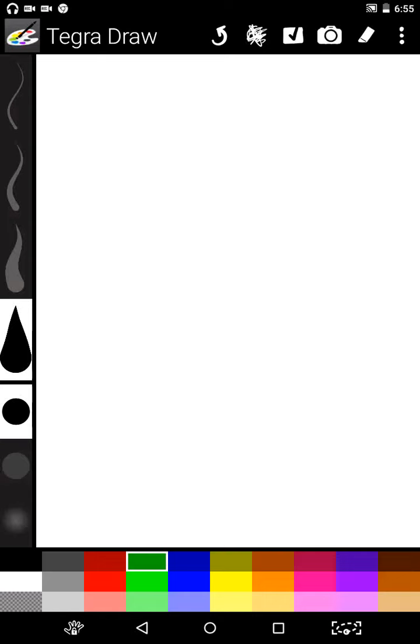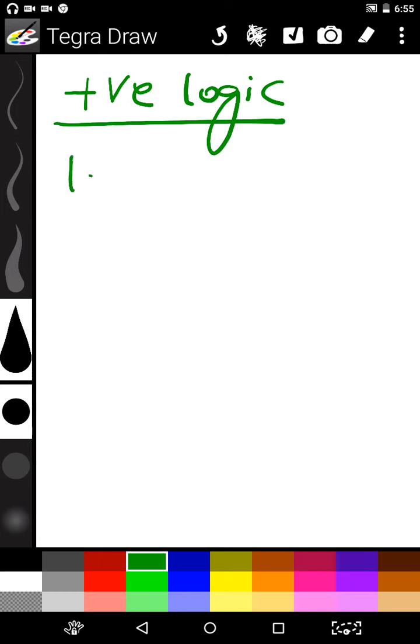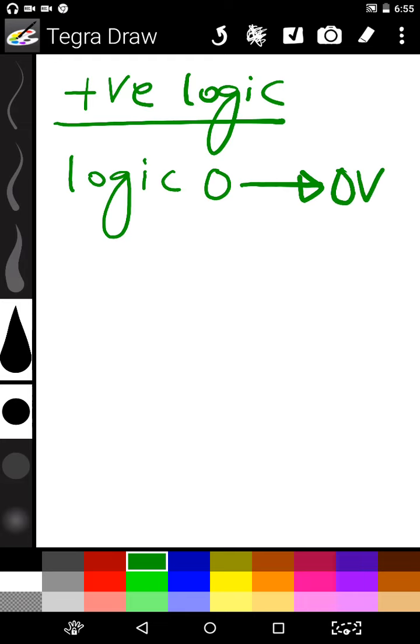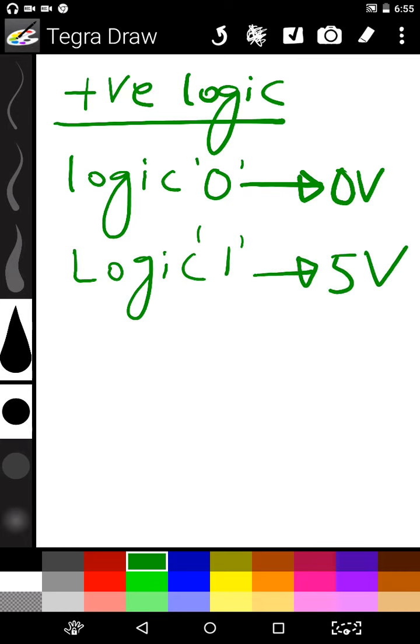Today we will discuss some of the important logical expressions. First of all, we discuss positive logic. In positive logic expression, logic 0 is represented by 0 voltage or lower voltage. Logic 1 is represented by 5 volt or higher voltage.